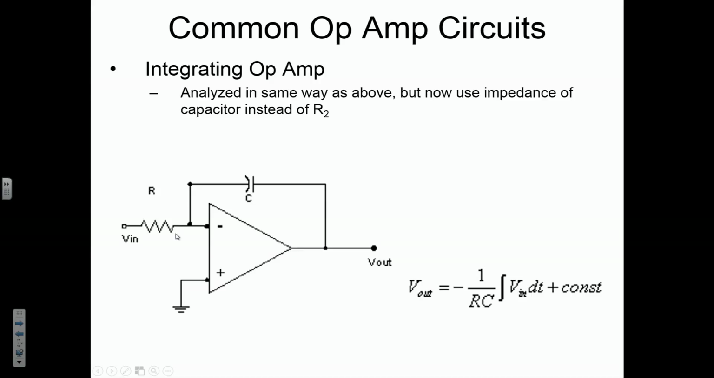So an integrating op-amp works quite well as a filter. Okay, if you have a lot of noise in your signal, a lot of high frequency noise, and you want to filter that out and get a smoother signal, this kind of integrating op-amp can work quite well.